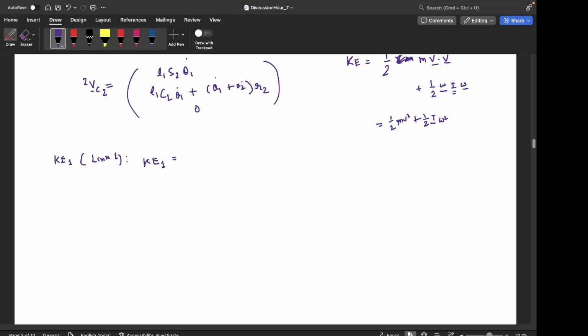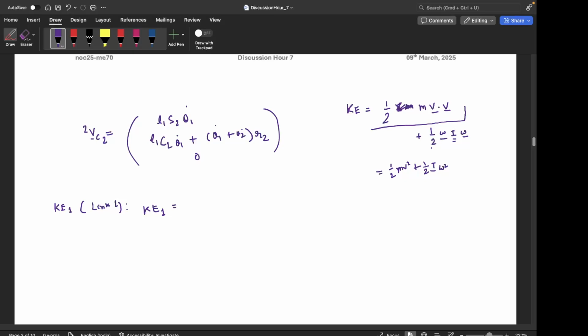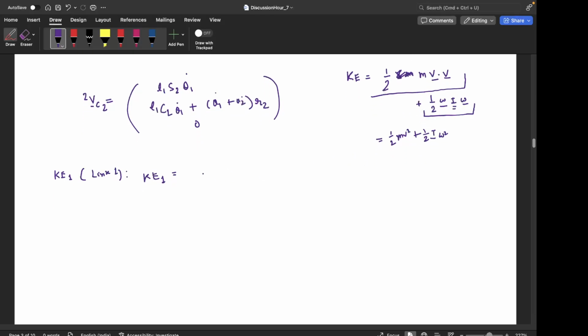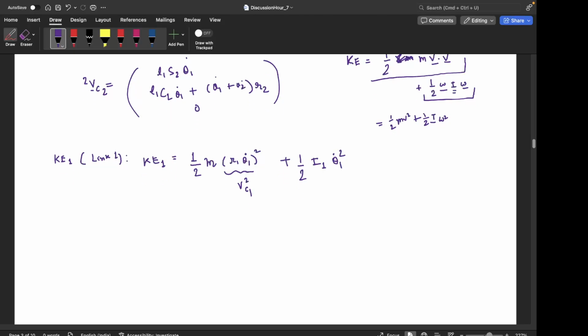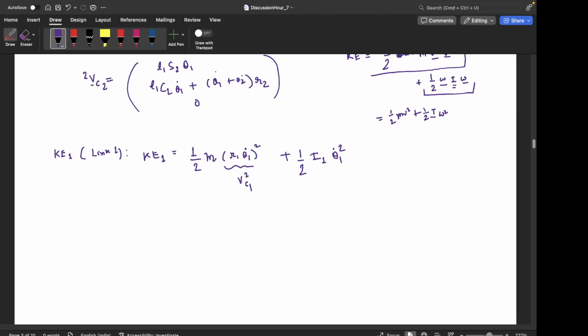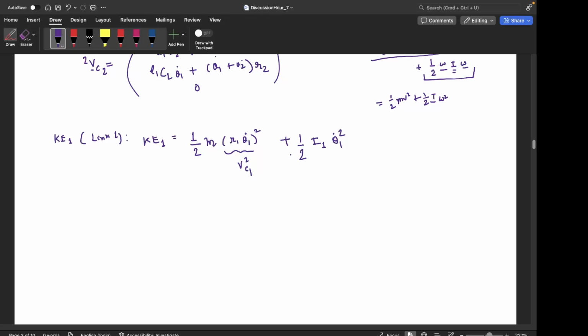Neither of the links is undergoing pure translation or pure rotation. Both of them are undergoing translation plus rotation. So this is the translation part of the kinetic energy, and this is the rotation part. For link 1, the translation part is half m times the velocity of the center of mass, that is r1 times theta 1 dot, squared. So half m vc1 square plus the rotation part, half I1, and the angular velocity of the first link is theta 1 dot, so theta 1 dot square. So for the first link it's very simple, because we know the velocity of the center of mass and the angular velocity.